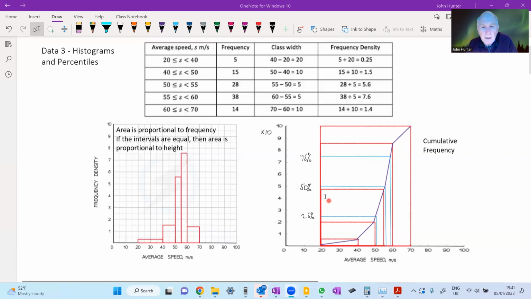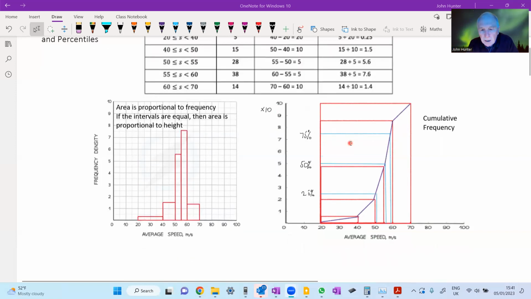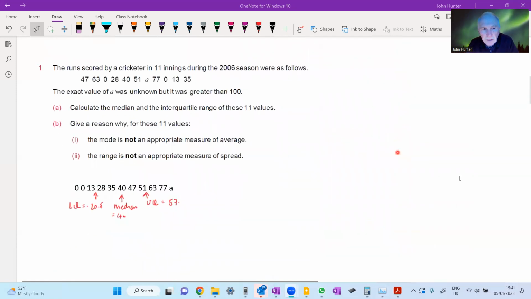Okay, so that's the basic thing. Let's have a look at one or two examples. The runs scored by a cricketer in 11 innings during the 2006 season were as follows. A list of numbers there. The exact value of A was unknown, but it was greater than 100. Okay, so these are in no particular order.